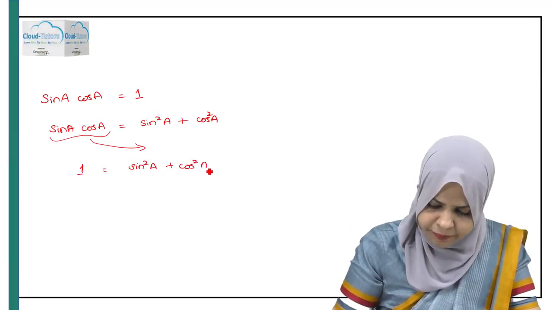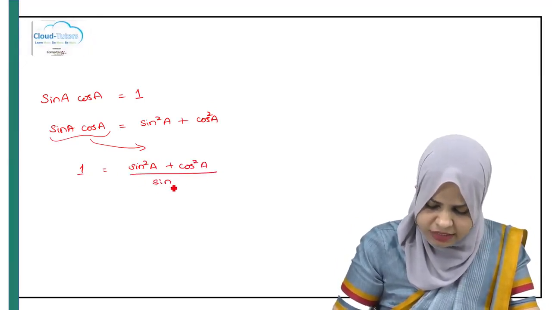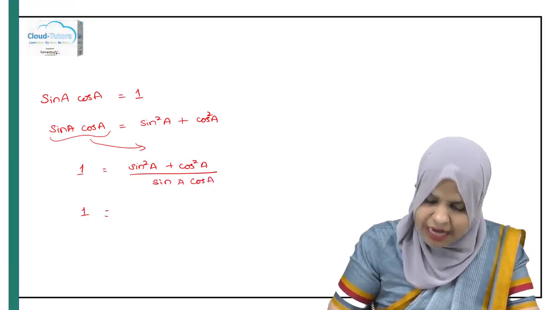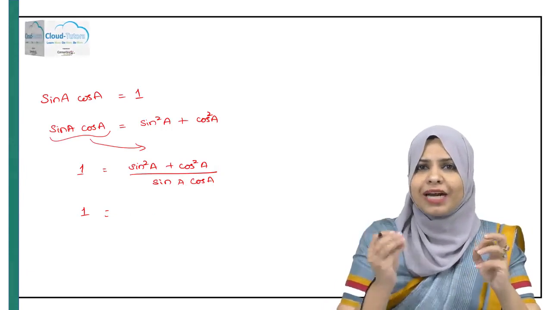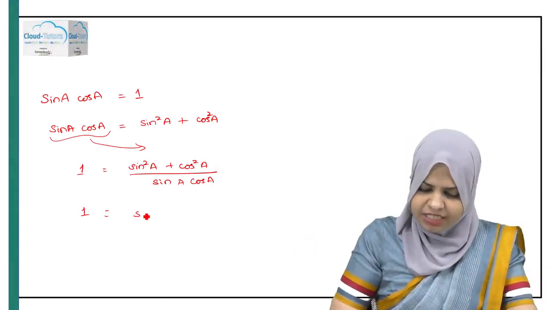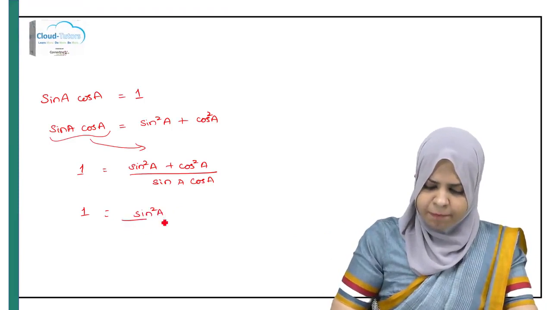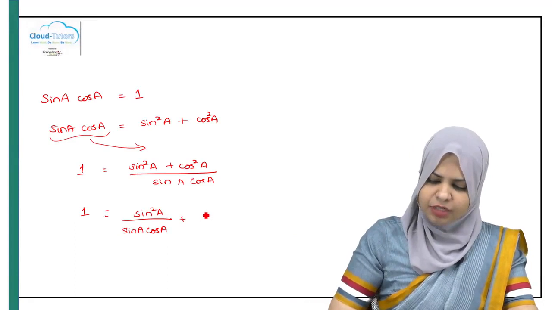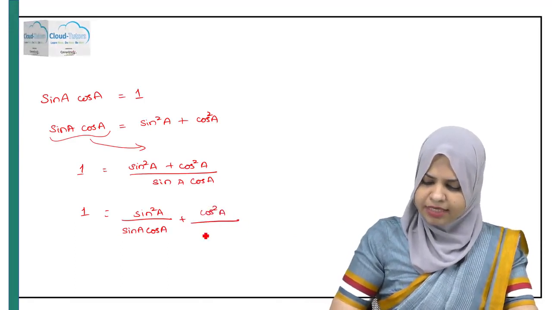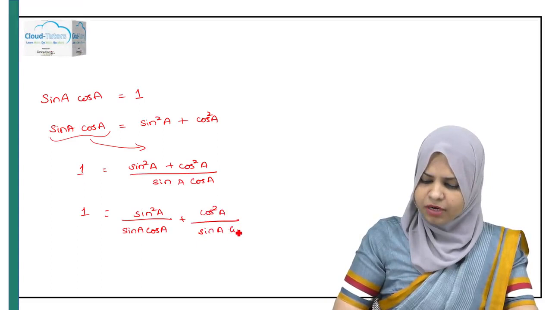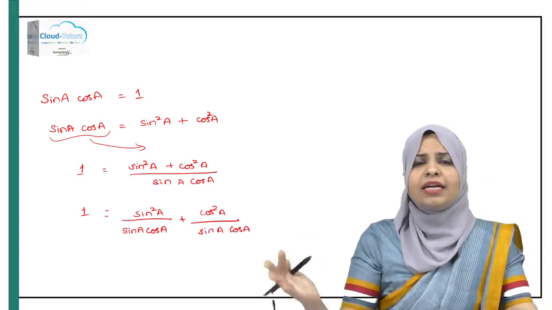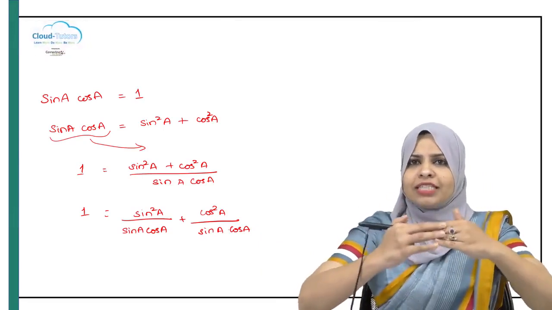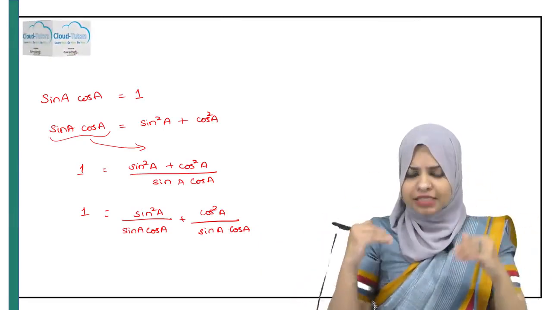divided by sin A cos A. Okay, so 1 is equal to, I will split this. So when I split, this is a fractional addition, right? When I split it, what happens? sin²A by sin A cos A plus cos²A by sin A cos A. Followed? If I take the LCM and want to add, they will come together and I will get back the previous step. So what am I doing? For that step, I am splitting it. So when I split it, this is what I get.